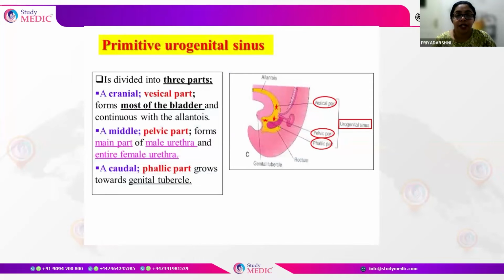Now, this is what we were talking about, the primitive urogenital sinus. We have the cloaca, and the cloaca gets divided into the proximal part and the distal part, or ventral and the dorsal part. The ventral part is the one which gives rise to the primitive urogenital sinus, and this again further divides into 3 parts. The vesical part or the most cranial part is going to form the bladder. And the middle part is called the pelvic part, which is going to form the main part of the male urethra and the entire female urethra. The caudal part or the phallic part grows towards the genital tubercle where the external genitalia are going to be formed.